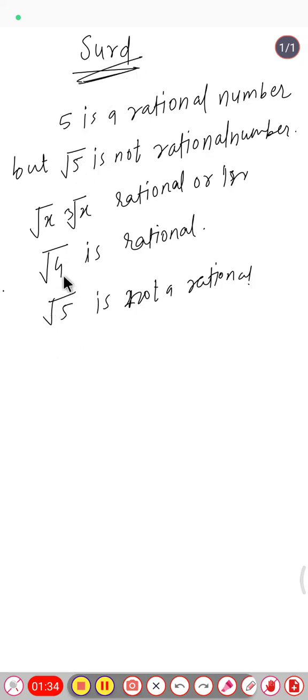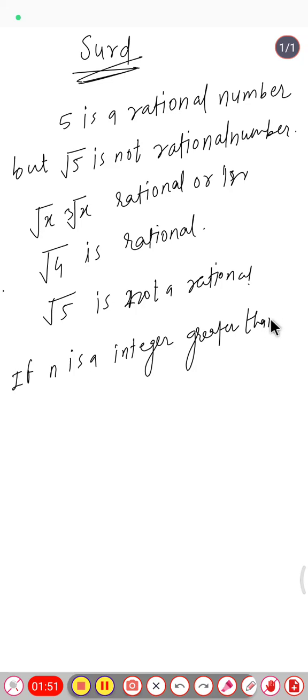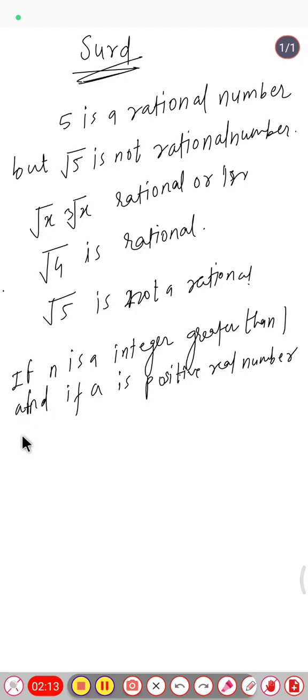So in the surd, if n is an integer greater than 1, and if a is a positive real number, and the nth root of a is x.